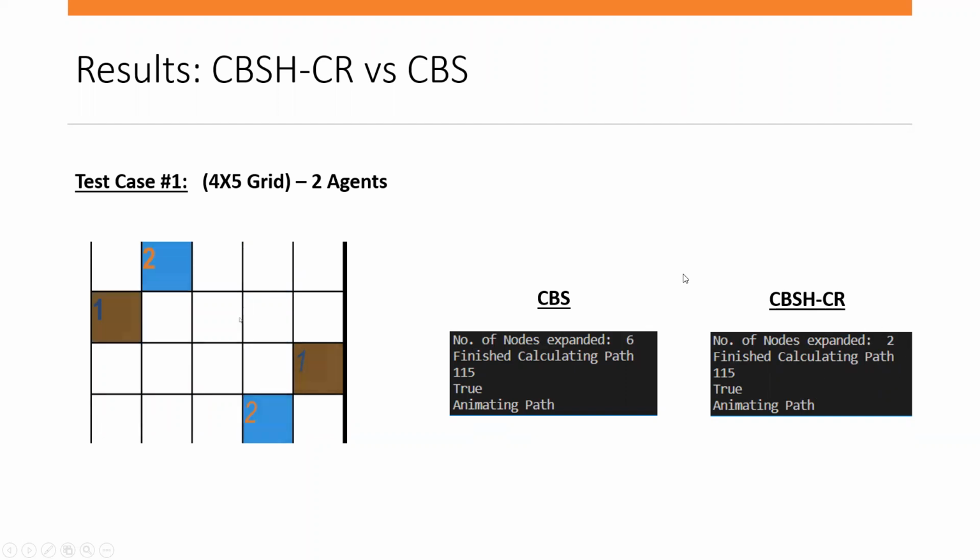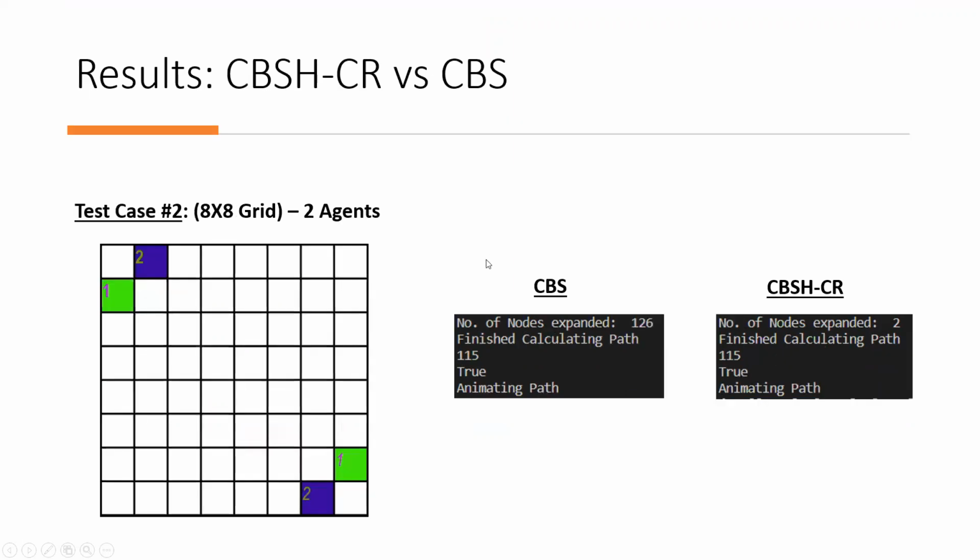We can also see this test case, wherein we have the same example of 2 agents, but with a larger 8 by 8 grid. Here you can see that CBS has expanded 126 nodes to find an optimal path, whereas CBSH has expanded only 2 nodes. So we can see that CBSH-CR is way faster and more efficient than CBS.